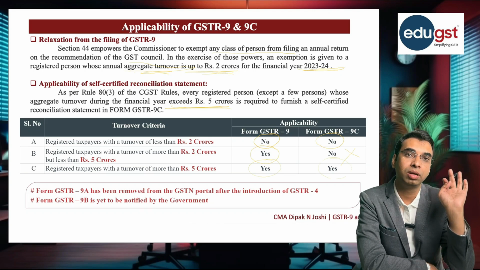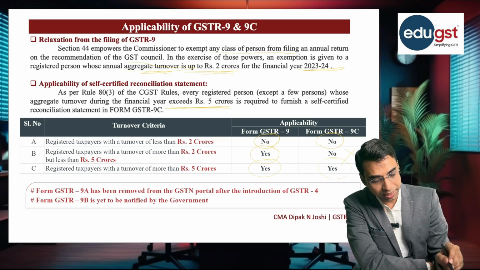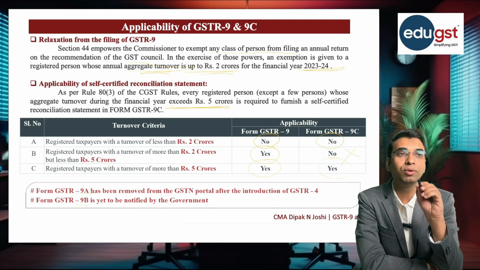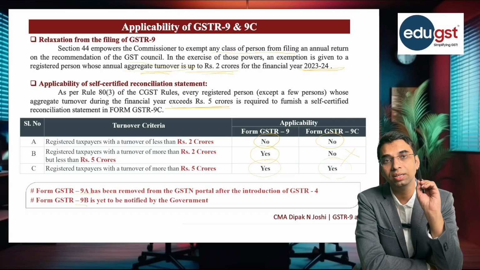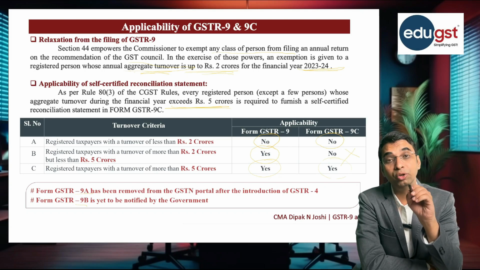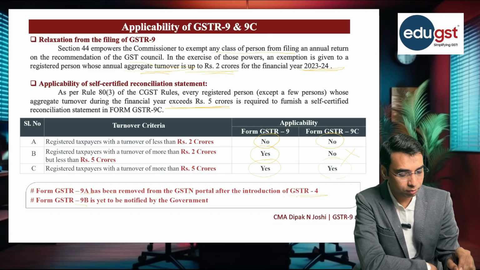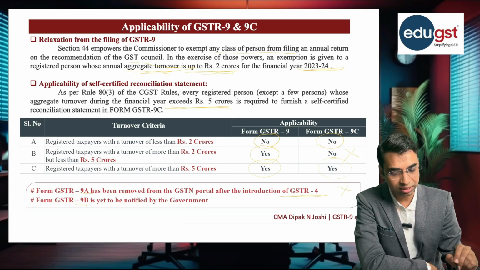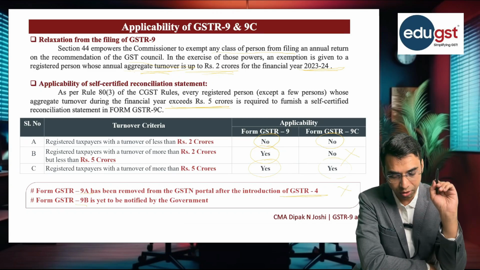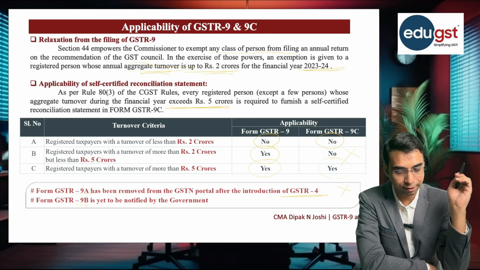Apart from this, there are two more annual returns, that is GSTR 9A and GSTR 9B. 9A is applicable in case of a composition dealer. Registered persons who have opted for the composition scheme were required to file annual return in form GSTR 9A. But with the introduction of GSTR 4, there is no need to file GSTR 9A. So GSTR 9A is not required to be filed, even if it is an annual return, and it has been removed from the GSTN portal after the introduction of GSTR 4.